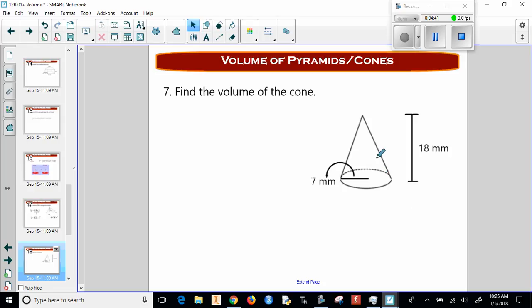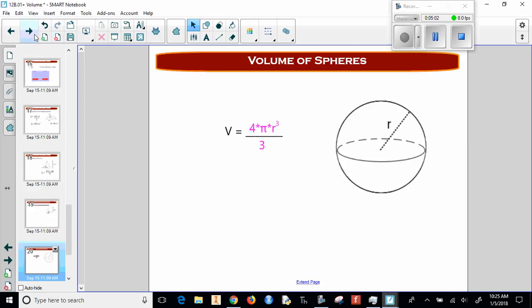All right, find the volume of the cone here. Volume equals area of base times height divided by 3. So the area of the base is 49 pi because pi r squared. Multiply it by the height, 18, and now divide by 3. That's the volume. I'll let you figure that out. I think you could do that on your own.